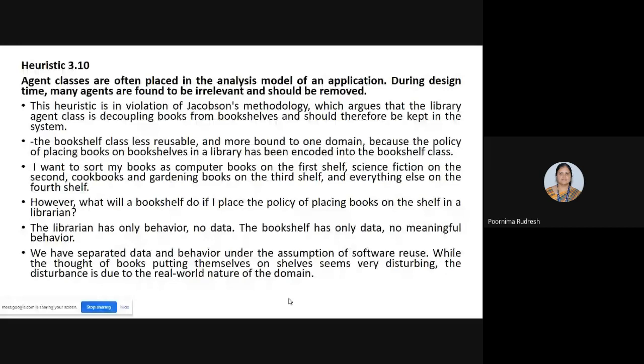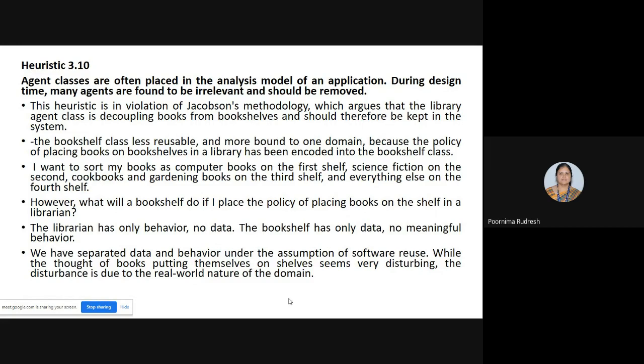So here we are considering whether we need the librarian agent class, because that is already there in the analysis model. Because in the analysis model we are considering the agent classes, we have to decide whether that agent class is required in the design phase or not.